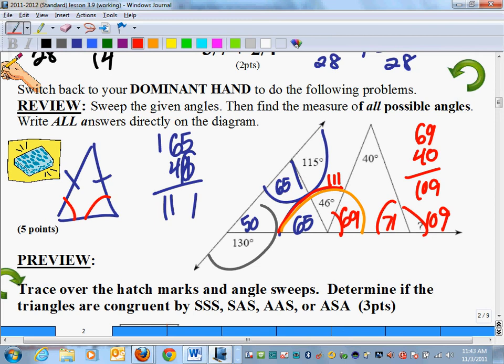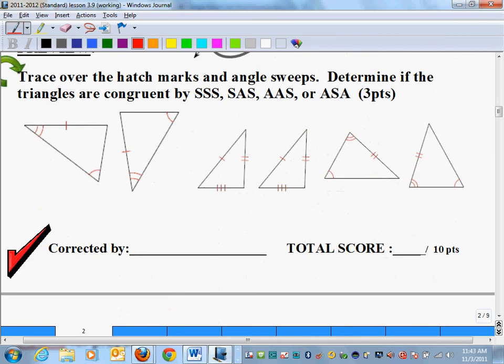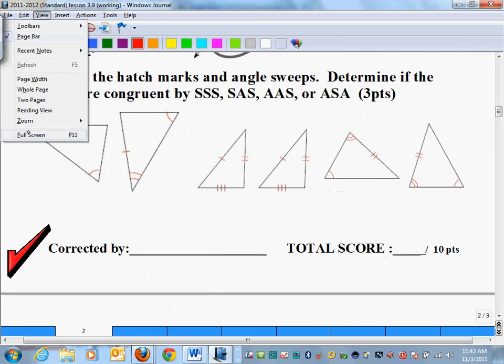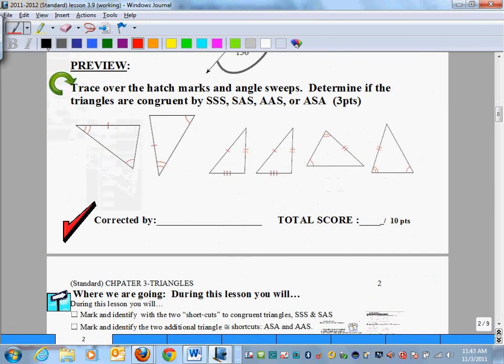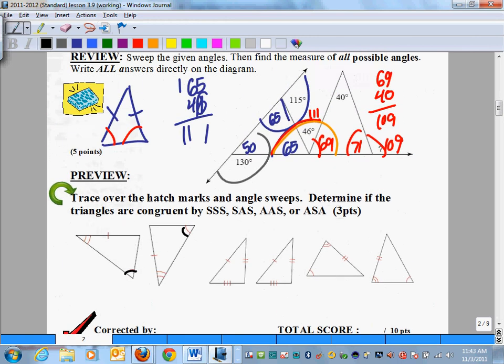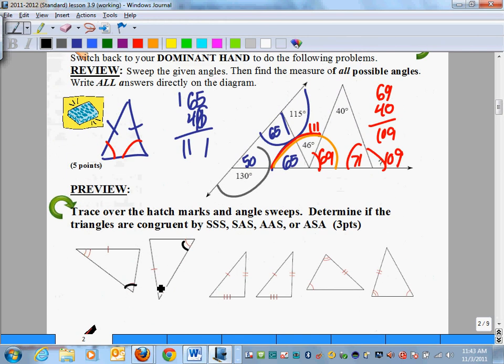Don't take points away from them if they got it all right. Last one, guys. If you did the videos, this should have been fairly simplistic. We have a pair of angles, we have a pair of angles and a side. This is angle, angle, side, or side, angle, angle.